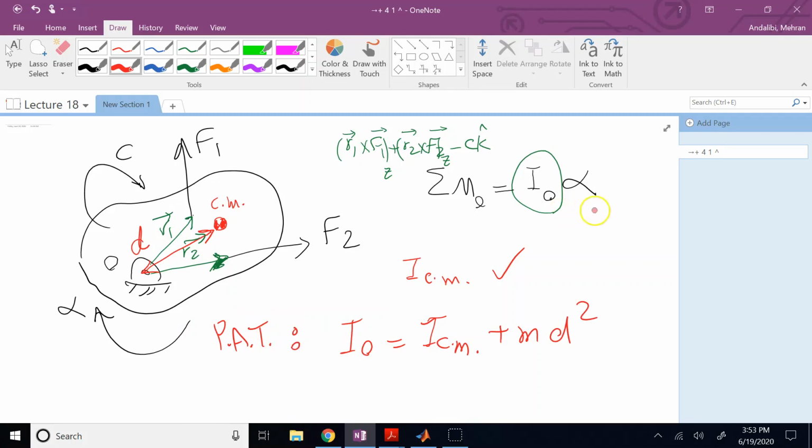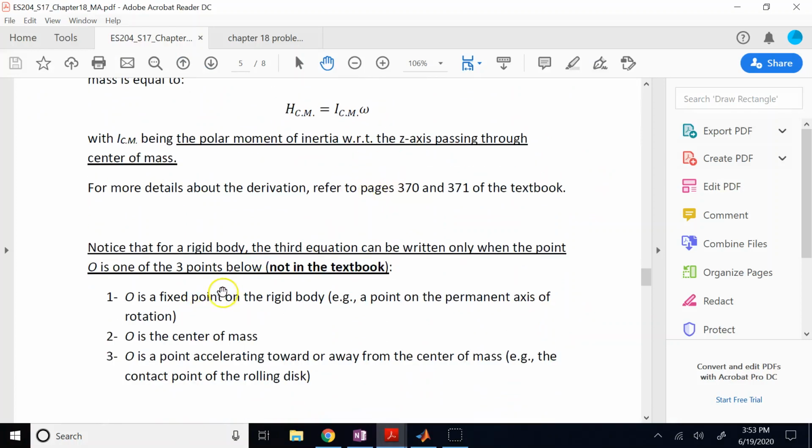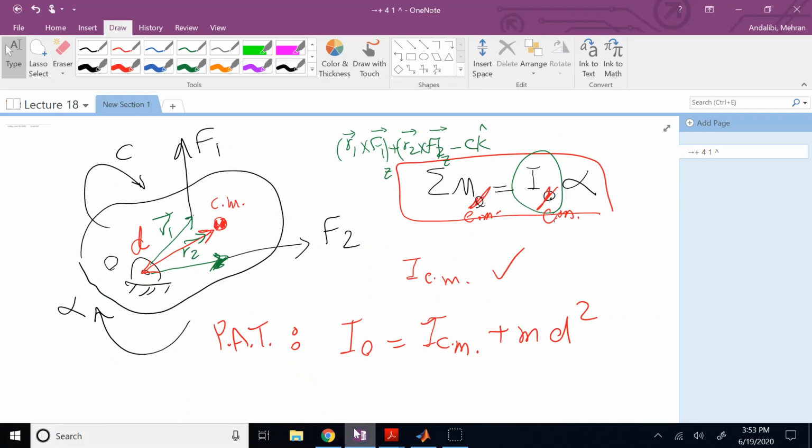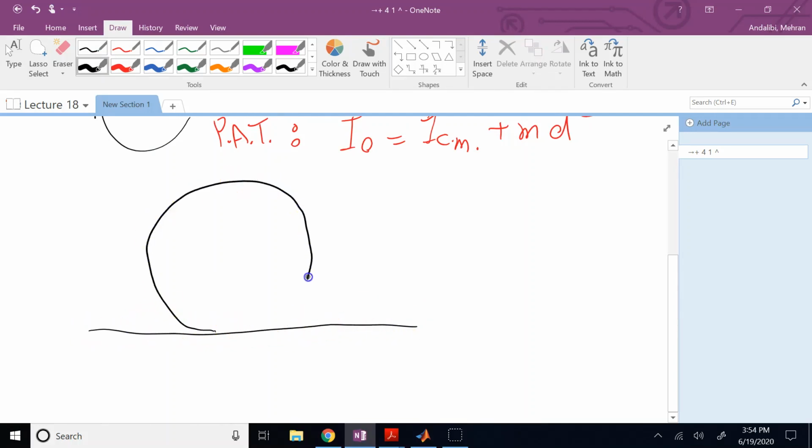Okay, so yes, you can write this equation as long as your point of reference is a fixed point on the rigid body. Also, of course, if you want to directly write it about the centroid, sure, we can do that. Why not? That is what we proved last time. So no problem if your reference point is the centroid or a fixed point on the rigid body. The third case is if the point has an acceleration radially toward or away from the centroid. And one case of that we studied was when a disk rolls without slipping, right? If you remember, the contact point had some acceleration if this guy was rotating with a constant omega.